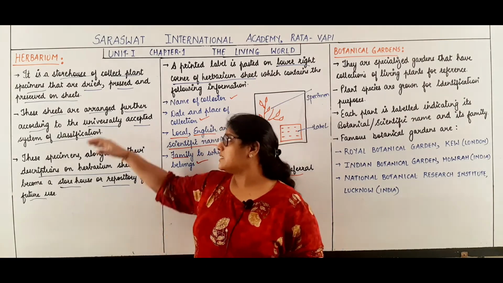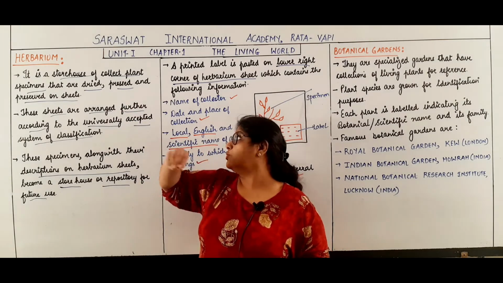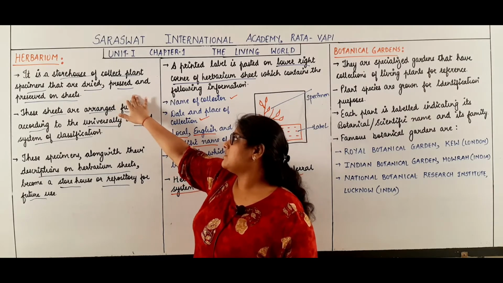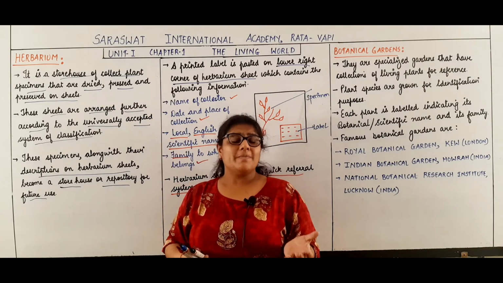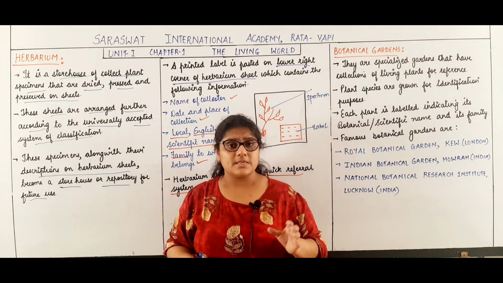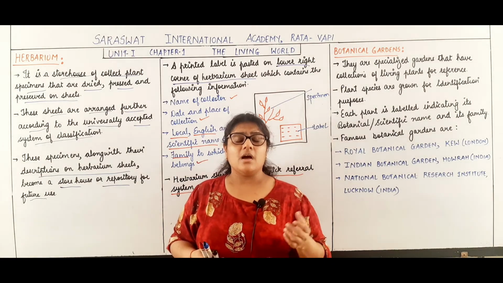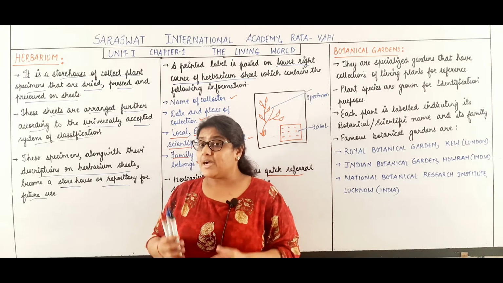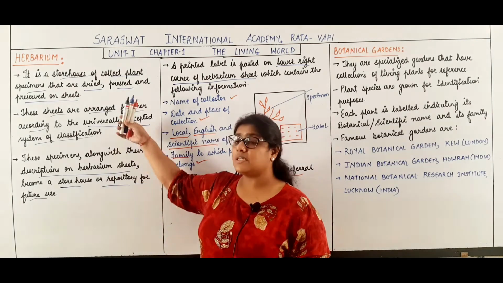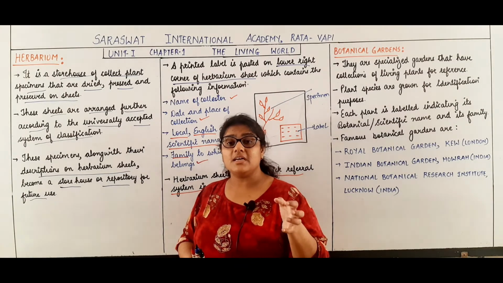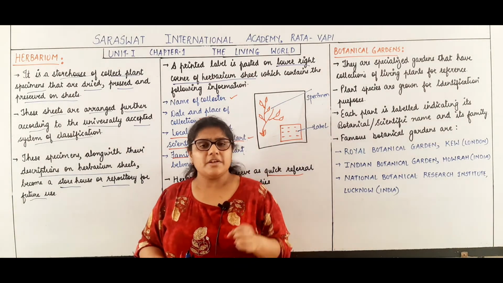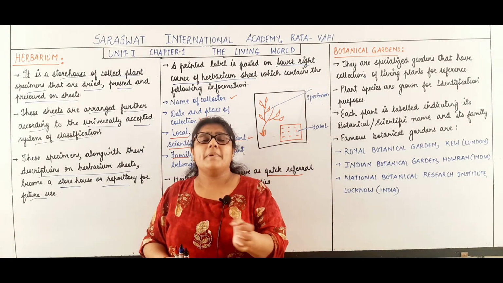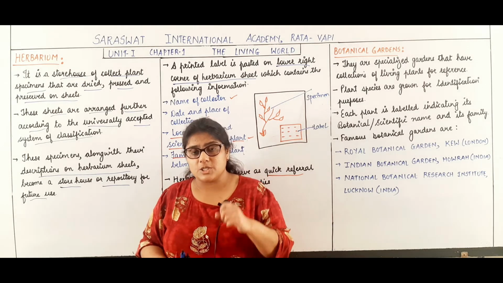Now students, in the herbarium I told you that the plant specimens are dried, pressed and preserved. So basically in the herbarium sheets, small herbs will be there, or certain parts of the plants can be preserved. But here we are not preserving the plant specimen in a living condition, right? We are not preserving a plant specimen in a living condition.